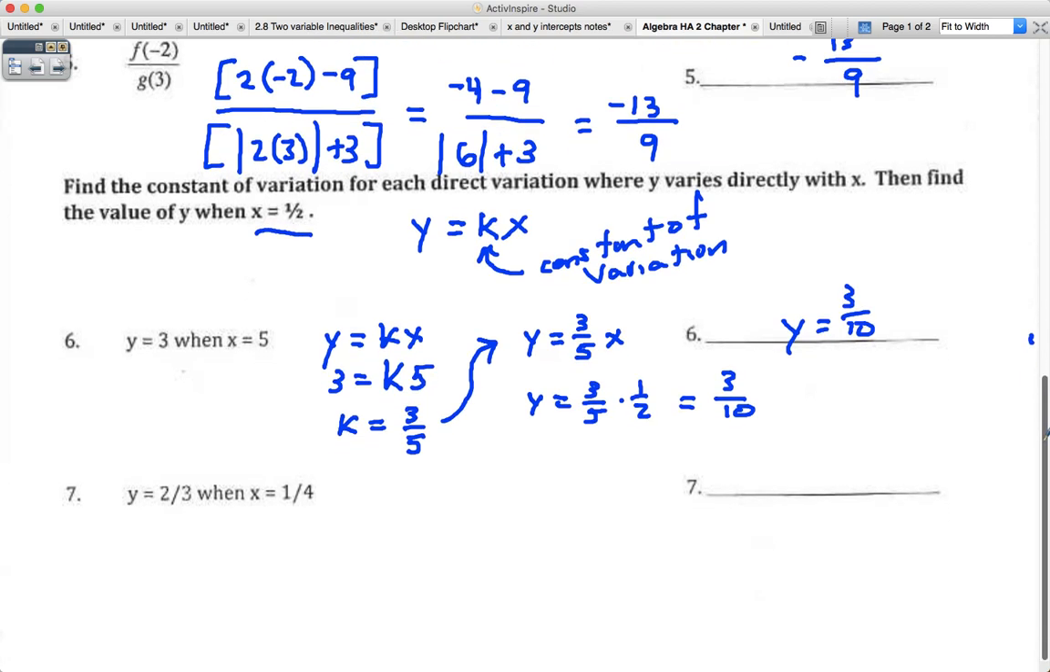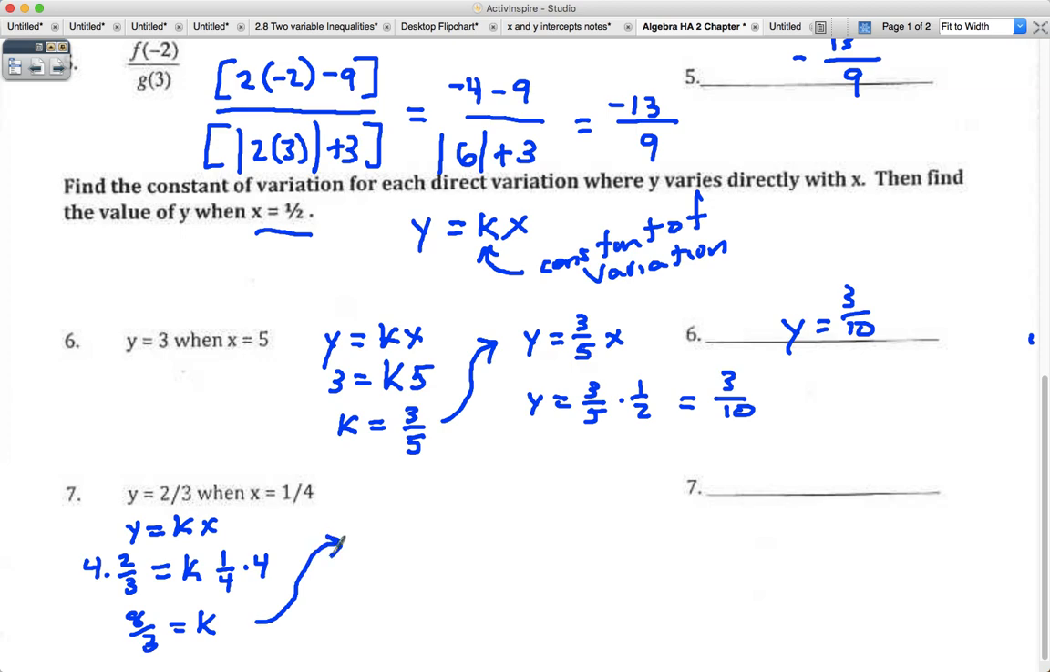Let's solve this for number 7. I must do the same thing with setting up number 7. Y equals kx, which means y is equal to 2/3 equals k, and then x is 1/4. I need to get rid of 1/4. In order to get rid of 1/4, I need to multiply both sides by 4. And then I will have 8/3 equals k.